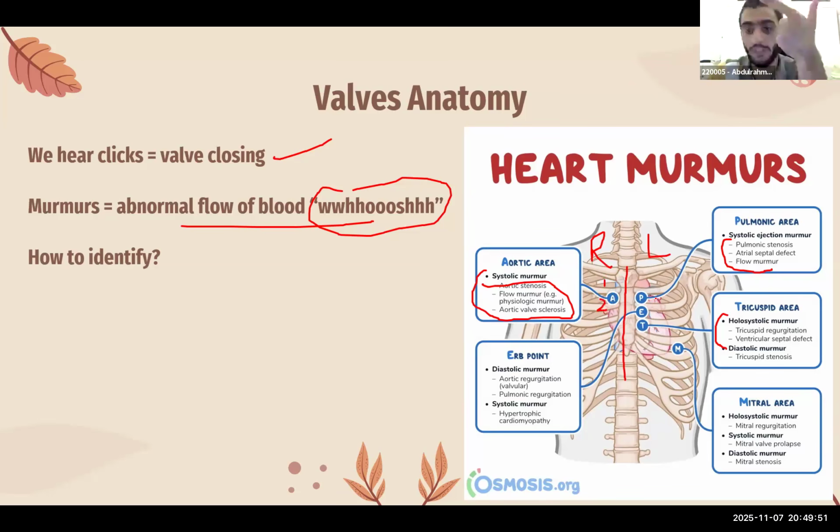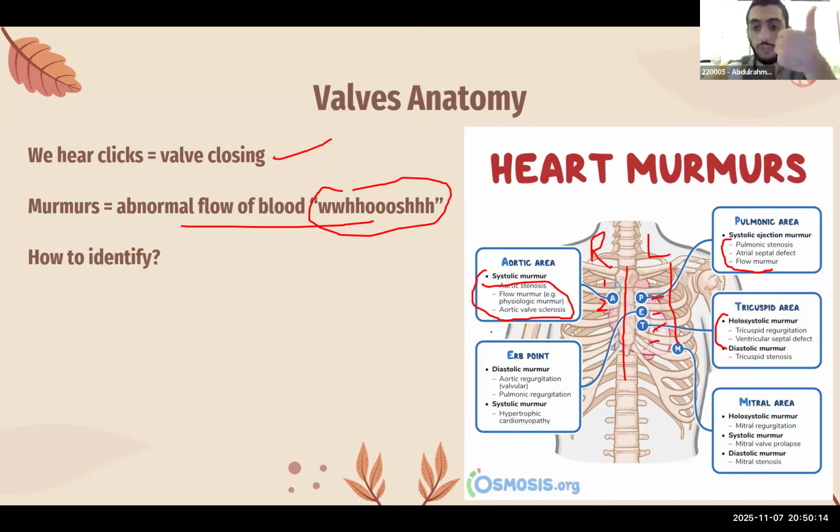The pulmonary is in the second. The Erb's point is in the third. The tricuspid is in the fourth. You're basically adding one, one, one. And then you add one more, which is the fifth, the mitral. And the mitral is the only one at the mid-clavicular line. Okay? Now I want you to remember, I have them listed down, the location. But first of all, memorize these locations, where each part is located.